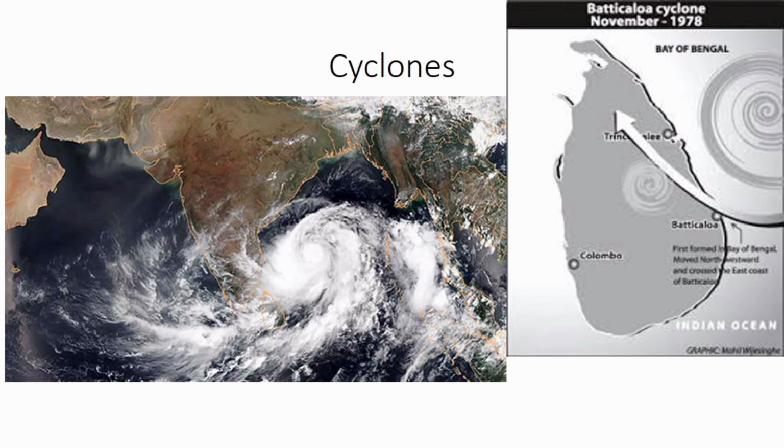Cyclones. Cyclones occur due to air disturbances in the Bay of Bengal. Rain with strong winds. Cyclone rainfall reaches Sri Lanka during October, November and December.